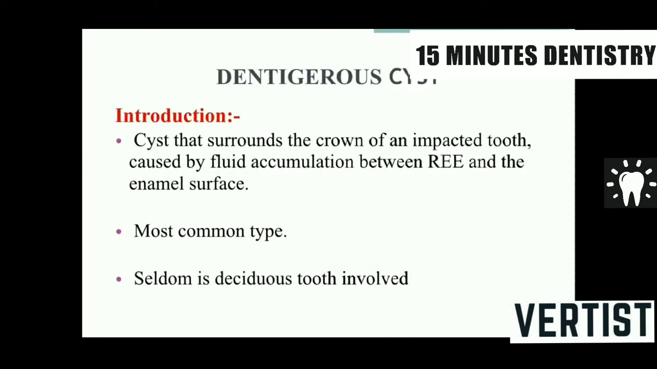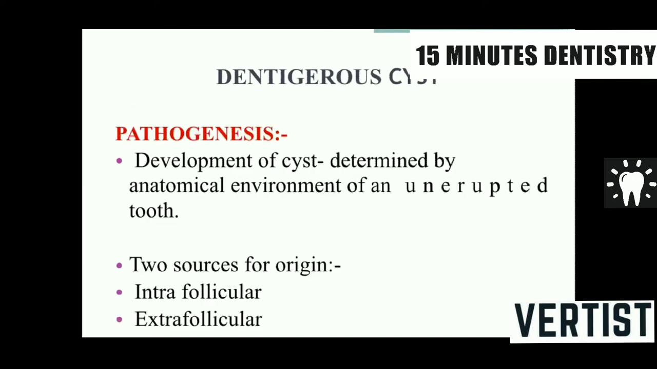Now let us discuss dentigerous cyst. Dentigerous cyst is the cyst which is found associated with an impacted tooth, and since the mandibular third molar is the most commonly impacted tooth, dentigerous cyst is commonly found associated with the impacted mandibular third molar. Rarely or very seldom it is associated with a deciduous tooth.